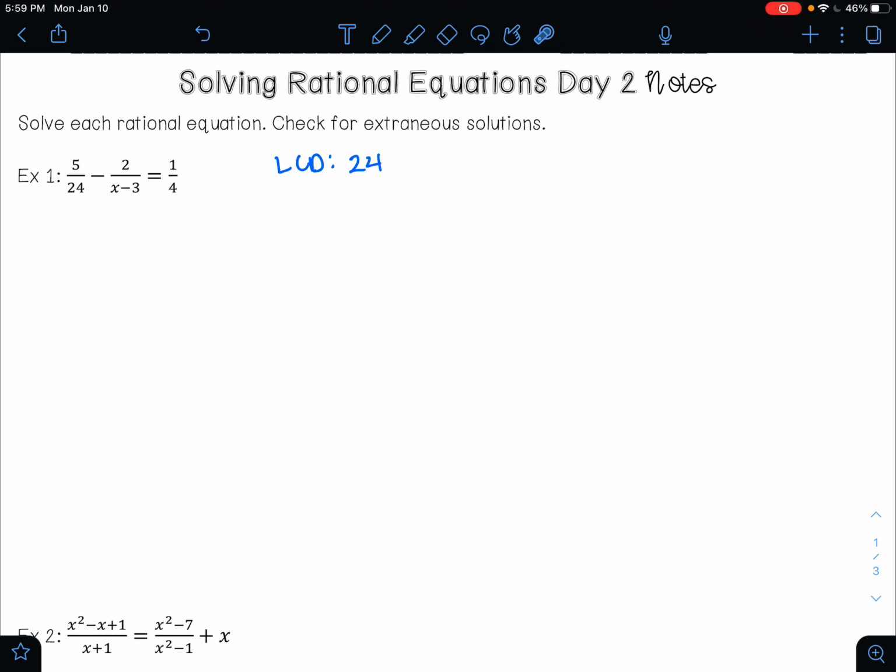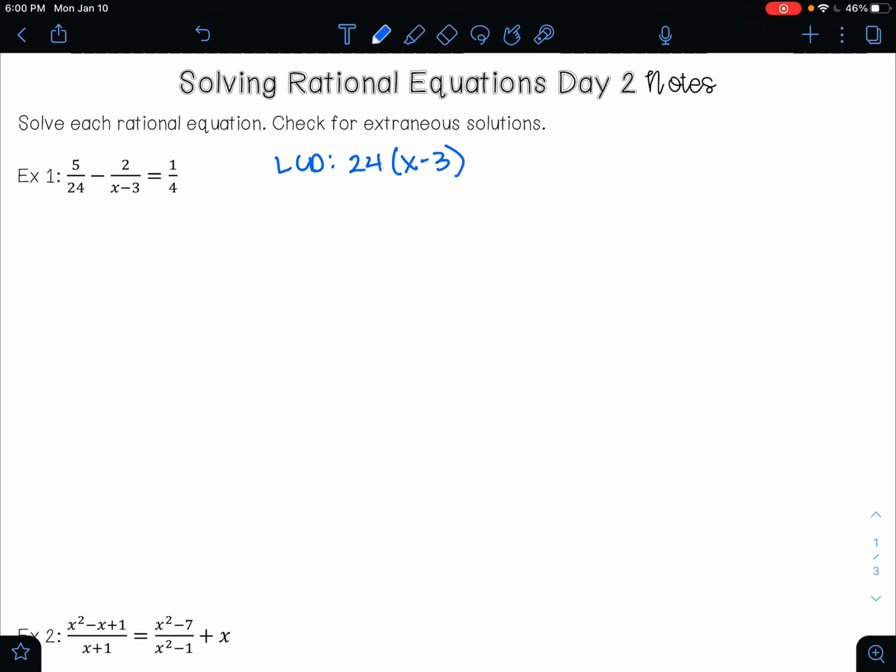So then we have x minus 3. X minus 3 cannot just magically become 24. So x minus 3 is also a factor of my least common denominator. So my LCD is 24 times x minus 3. I'm going to leave this factored because it's going to make my life easier in the long run.